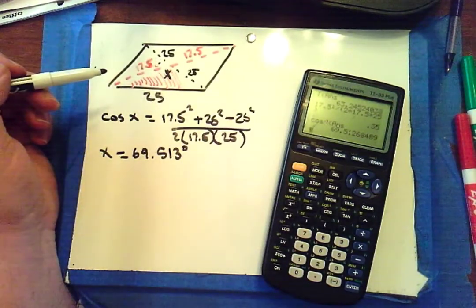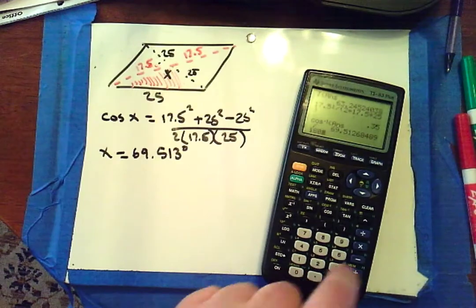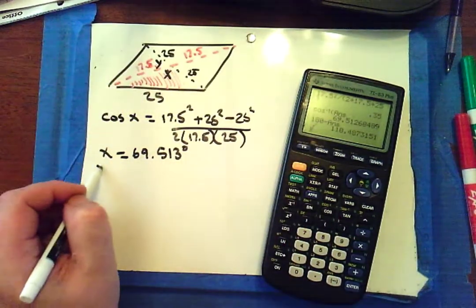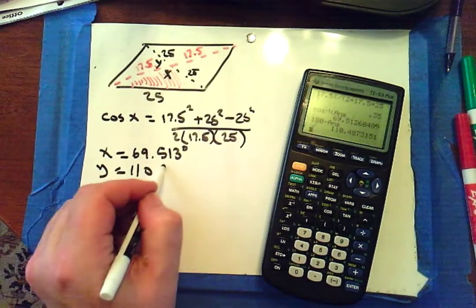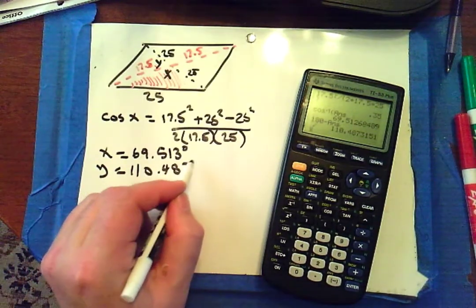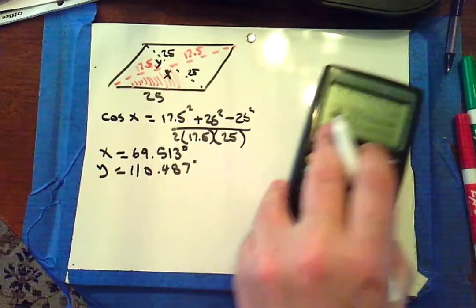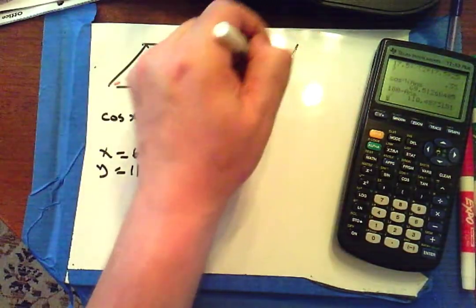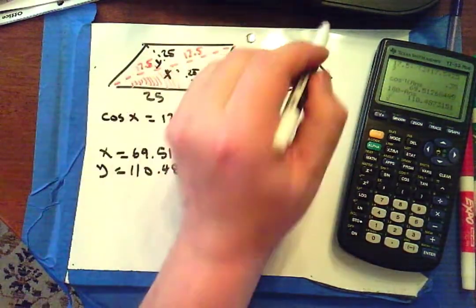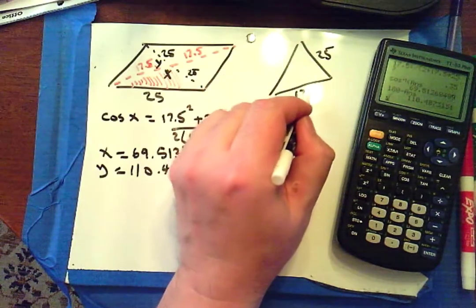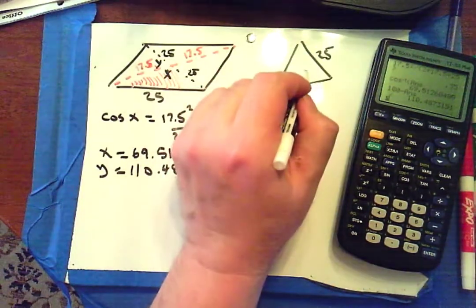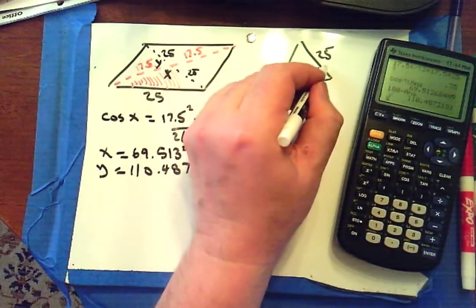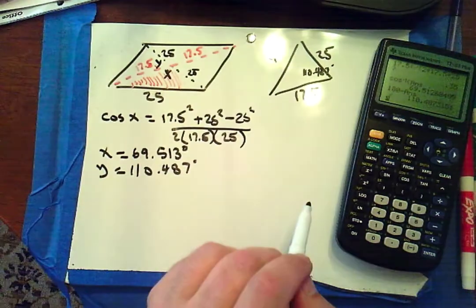How big is this angle next to it? Well, 180 minus the angle I just found, and we'll call that one y. Y is 110.487 degrees. Now, I want to know this one because now I'm looking at this triangle, where I have 25, 17.5, and 110.487 degrees. And I'm looking for A.